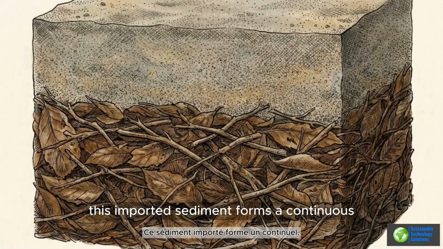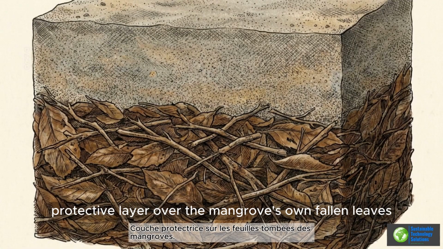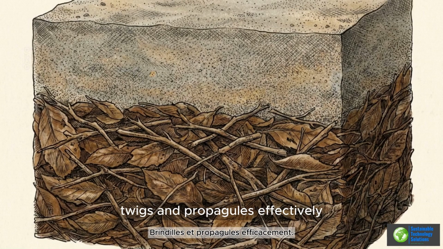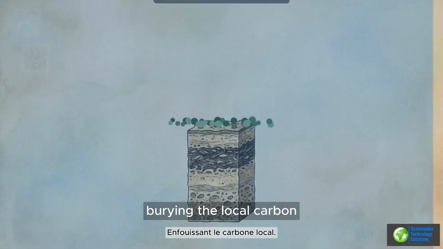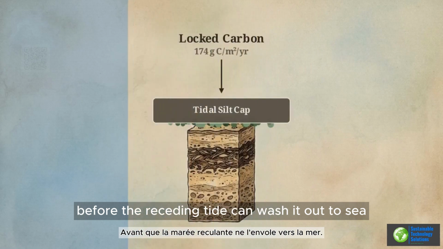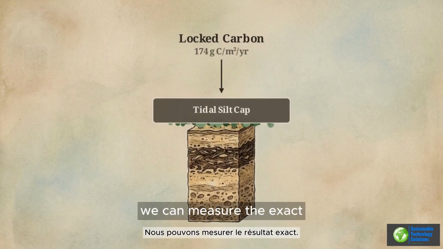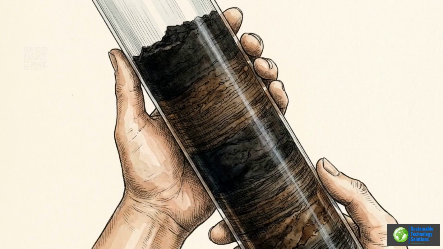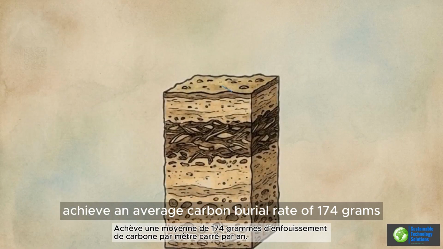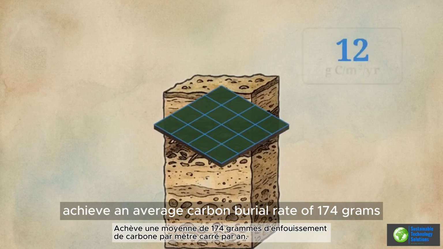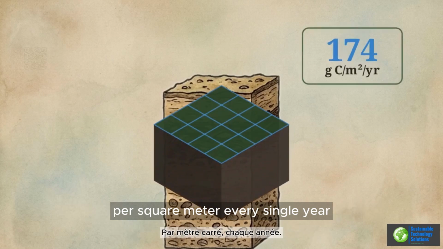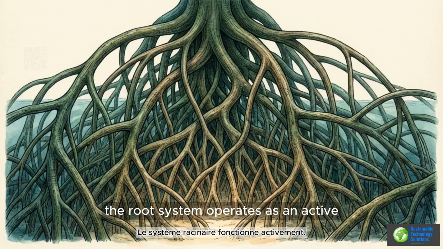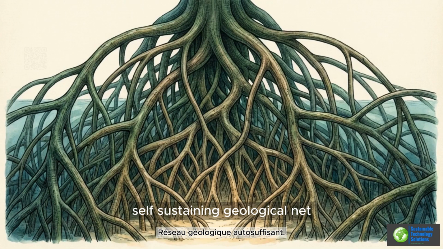This imported sediment forms a continuous protective layer over the mangrove's own fallen leaves, twigs, and propagules, effectively burying the local carbon before the receding tide can wash it out to sea. We can measure the exact result of this continuous trapping process. Mangroves achieve an average carbon burial rate of 174 grams per square meter every single year. The root system operates as an active, self-sustaining geological net.